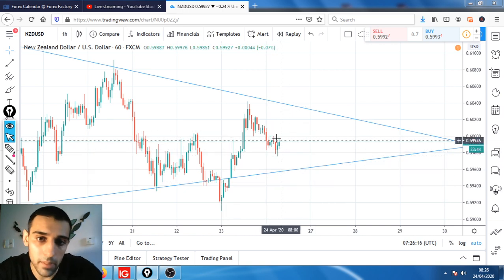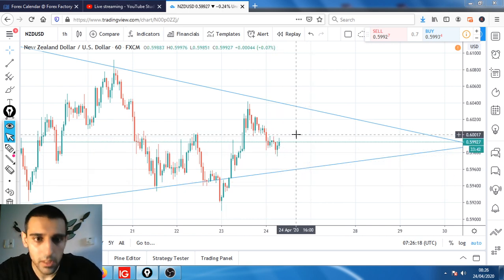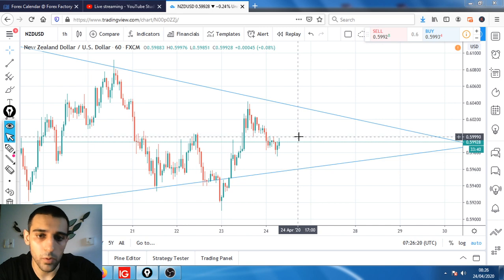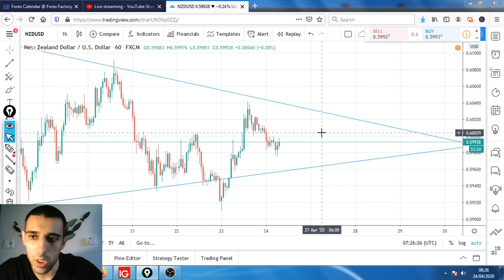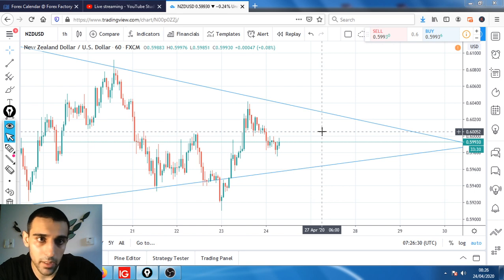Of course, it can come down, but we need that confirmation before we get onto the long side, and we're not going to run it too far. So let's say we go in at 60.05, let's call it that, we go in at 60.05.